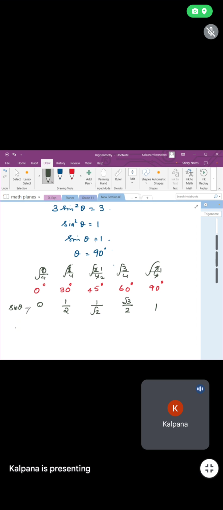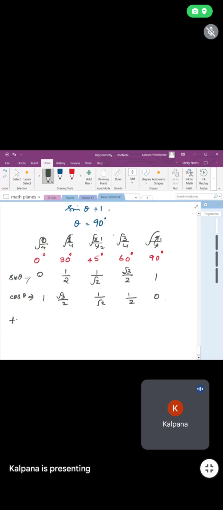Now cos is nothing but you can just change the order and write from the last. You can fill it up like this. Start from 1, then here root 3 by 2, then 1 by root 2. From last to first, just changing the order. So 1 by 2, 0. Okay, this is cos.